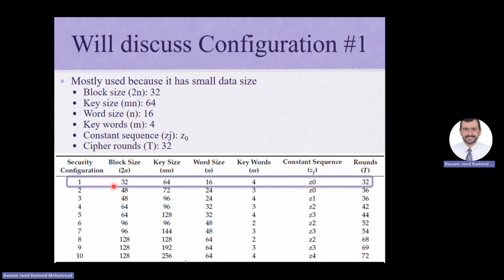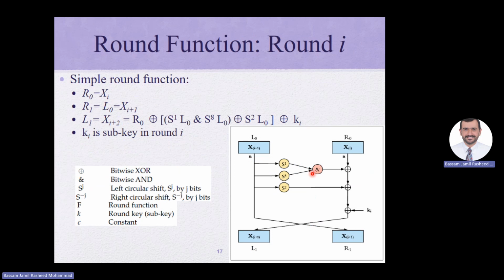Now, here is the algorithm. Feistel structure. We have seen this before with the DES algorithm. Two halves, right? The data comes to this round. This is the round function. Very simple. Okay, done. You go to the next round, right? So what are the inputs? The data coming from the previous round or your original data. You split them, 16-bit here, 16-bit here, okay?